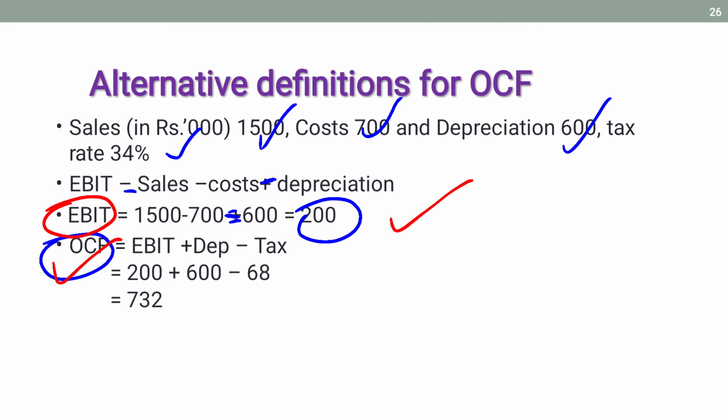If you want to find operating cash flow, what do you have to do? The 200 that you found as EBIT, you have to add back, I am repeating the word, the non-cash item. The non-cash item is depreciation in the example. You have to add back 600, and again you have to deduct the tax 34%, that is 68. So right now the operating cash flow is 732.